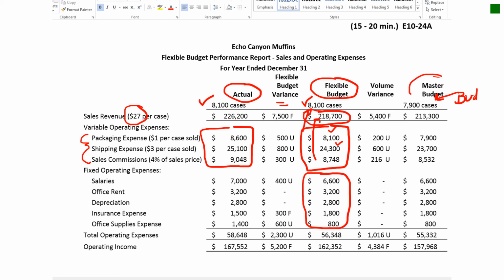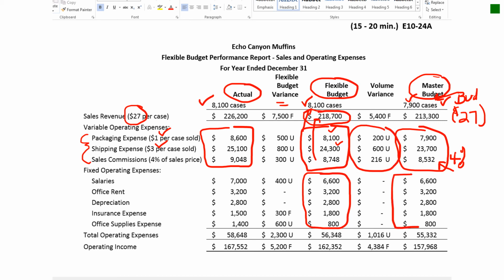Now look at the master budget. The master budget is based on the budgeted volume. To get this 213.3, they still multiplied by the same price, which is $27. And then to get these numbers right here, again, it's just using this volume multiplied by these variable costs per unit, and of course the commissions would be 4% of 213,300. So that's where they would have gotten that 85.32. And the differences between the flexible budget and master budget, notice you're using different volumes. That's where they're going to get these differences.